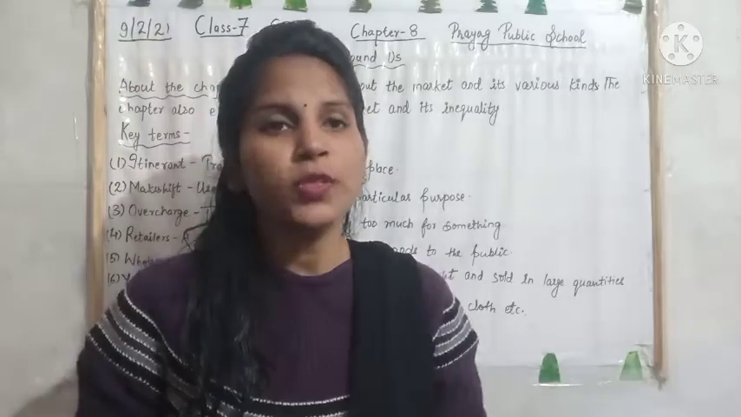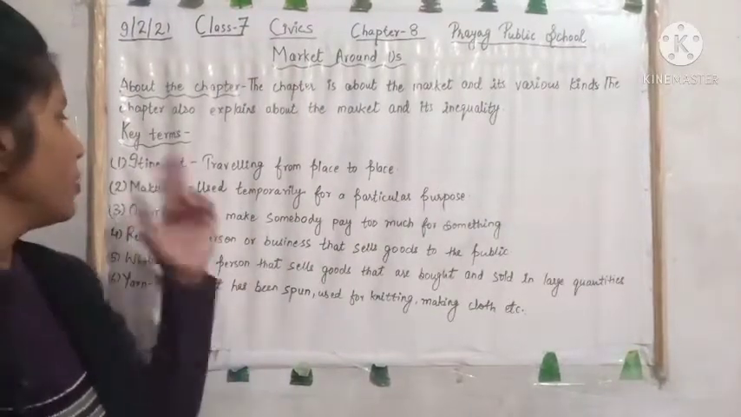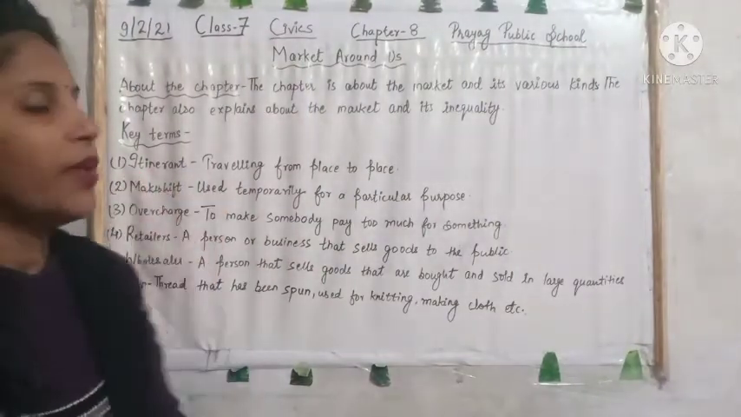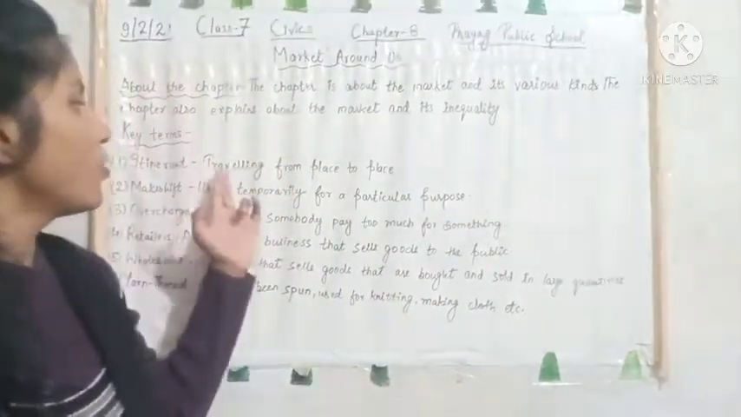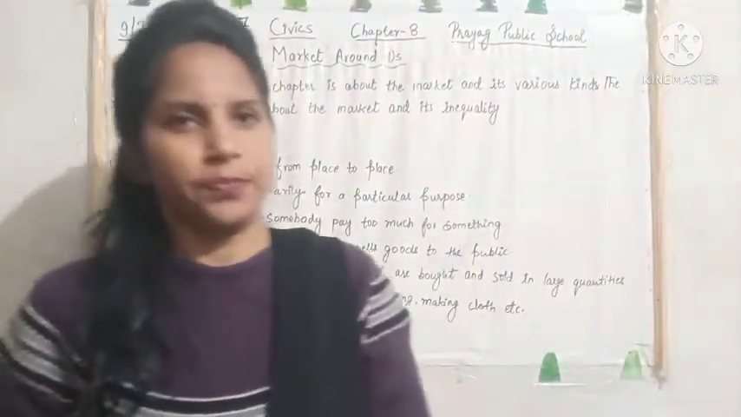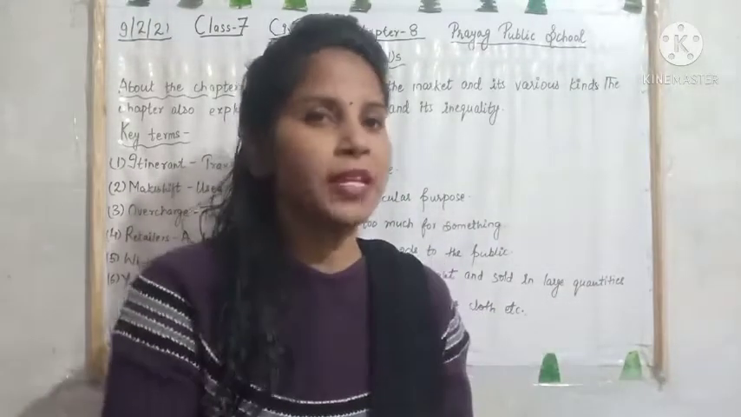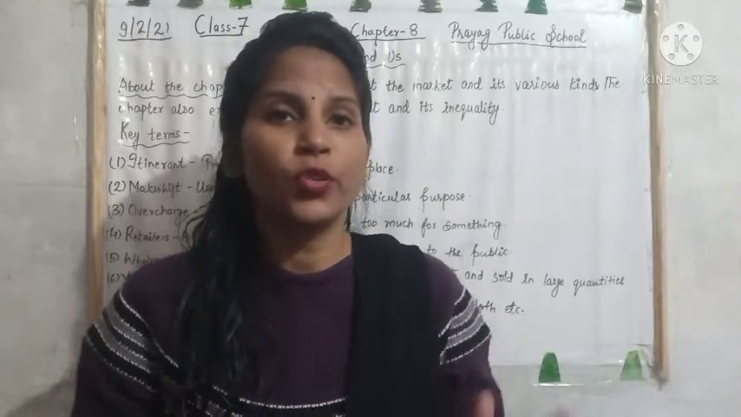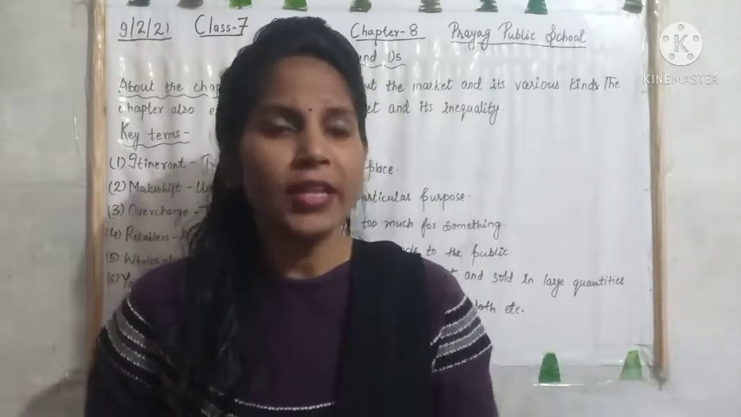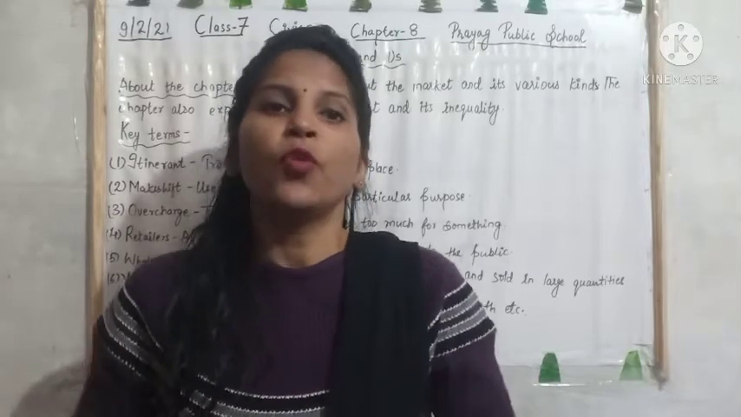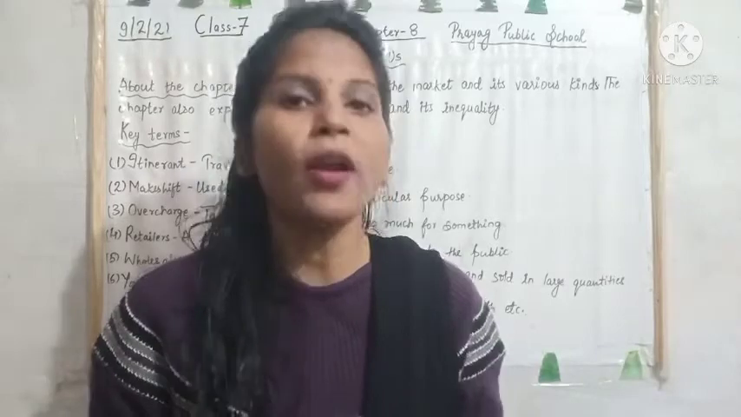Now let's have a close look at the important key terms of the chapter. The first one is itinerant. What do you mean by the word itinerant? Itinerant means traveling from place to place. The person who travels from one place to another to sell their product or goods is called itinerant, like vendors, who move from place to place to sell their products or items.